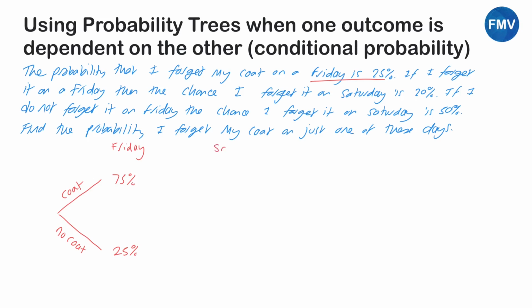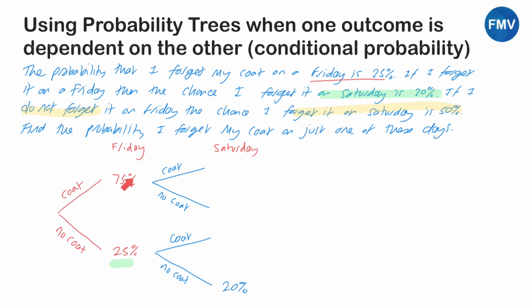So let's look at the next two. So now we're looking at Saturday. If I forget my coat on Friday, so here we go, I've forgotten my coat on Friday, then the chance I forget it on Saturday is 20%. So if I rewrite these as coat and no coat, so again, if I forget my coat on Friday, the chance I forget it on Saturday is 20%. And that's that bit dealt with. So if I do not forget my coat, the chance I forget it on Saturday is 50%. So I've got my coat, I haven't forgotten it, and the chance that I forget it on Saturday is 50%. So now I know that this pair have to add up to 100% and this pair have to add up to 100%.